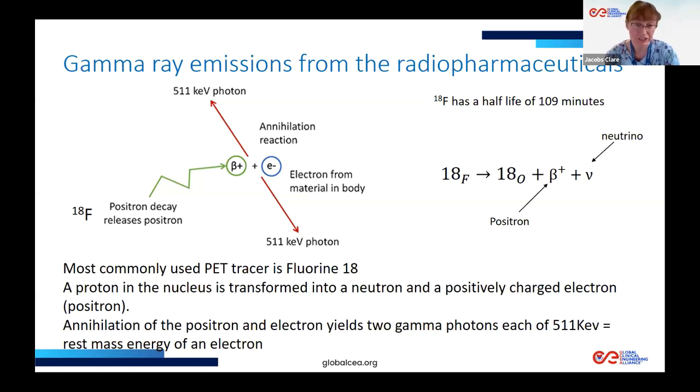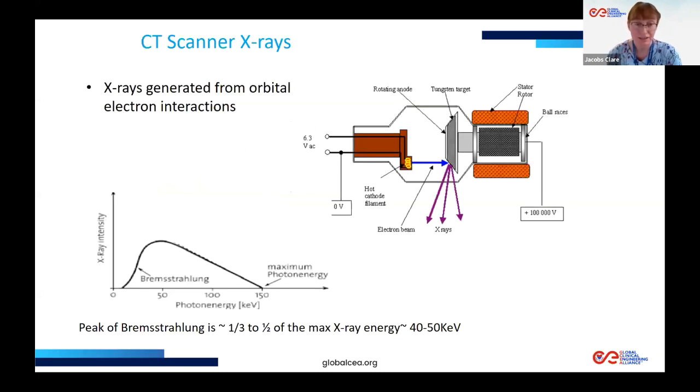So they're very high energy gamma rays. If we compare this to the CT scanner, the top image on the right is an image of a CT tube, where you've got the heated cathode, which accelerates electrons across a potential difference. The X-ray spectrum produced is shown in the bottom left. It's called a Bremsstrahlung spectrum, with the maximum photon energy equivalent to the tube voltage.